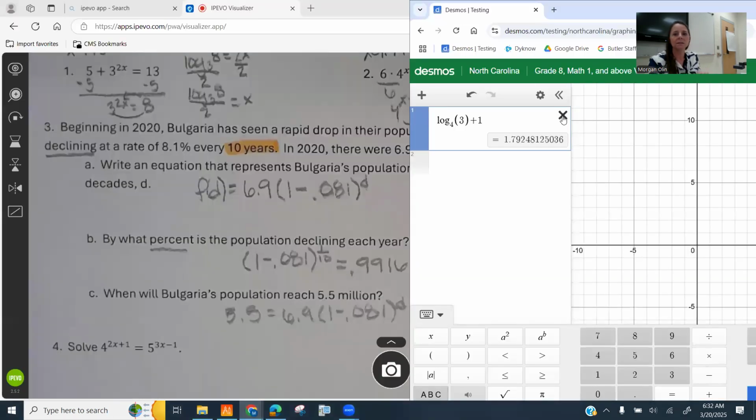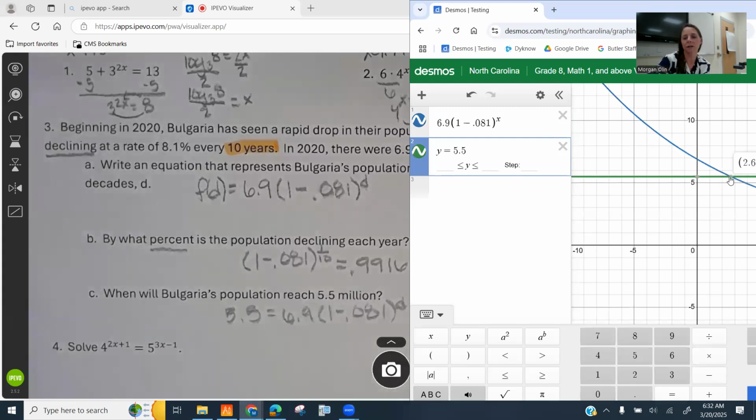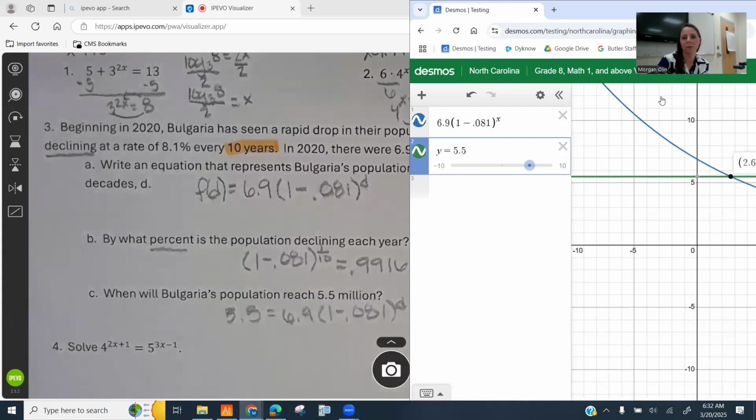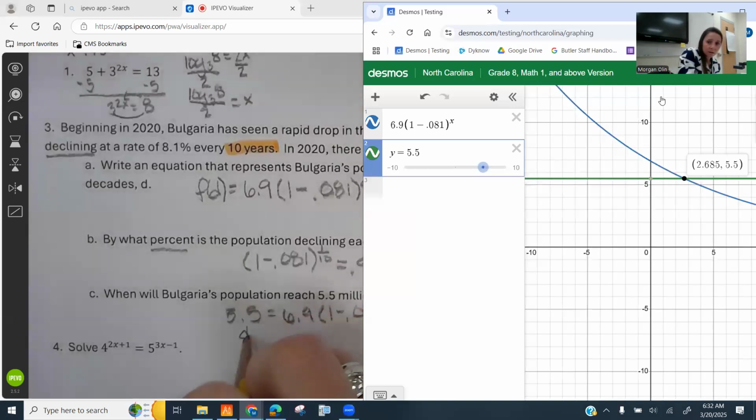All right, now instead of D, I'm going to put X in. So 6.9 times (1 minus 0.081) raised to the X. All right, and then Y equals 5.5. I already see the intersection is right here, but let me move this over so we can see everything.